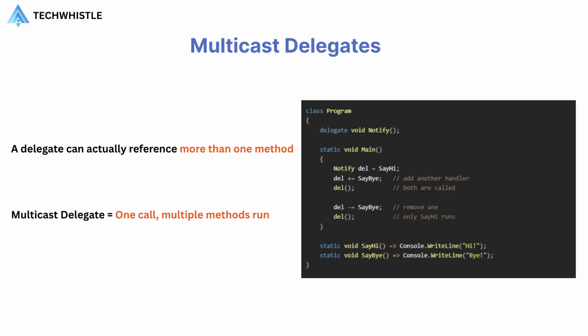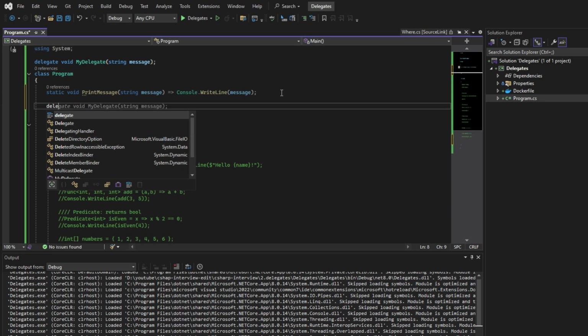All right, now let's talk about something cool. Multicast delegates. A delegate can actually reference more than one method. When you call it, it will execute all the methods it's pointing to in order. Think of it like a group text message. You send one message and everyone in the group receives it.